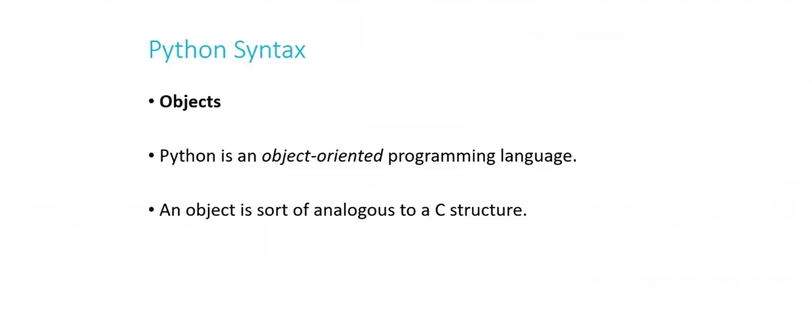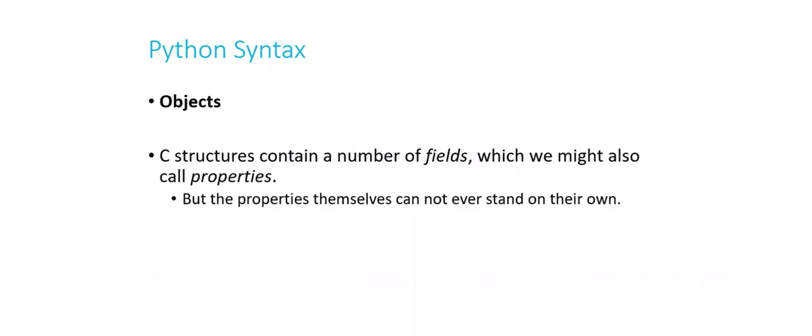All right, now here's something entirely different. Let's talk about objects. Objects we have not covered yet in CS50, and Python is an object-oriented programming language. The closest thing we have to an object is a C structure. C structures, you may recall, have a number of fields in them. We might call those fields, particularly in an object-oriented context, properties.